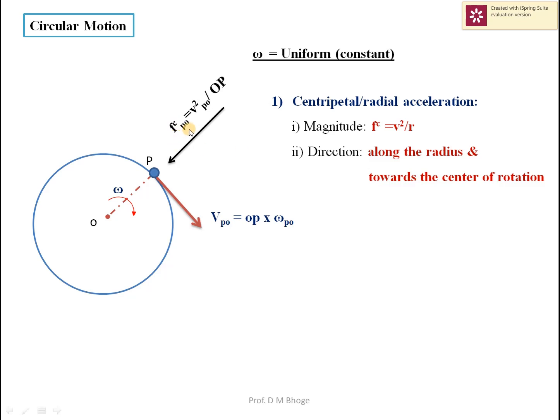Centripetal acceleration of P relative to O, its magnitude is equal to square of linear tangential velocity of P relative to O divided by radius of rotation OP. And the direction of this acceleration is along the radius of rotation and it is directed towards the center of rotation O. So this is the only component of acceleration present when omega is constant.